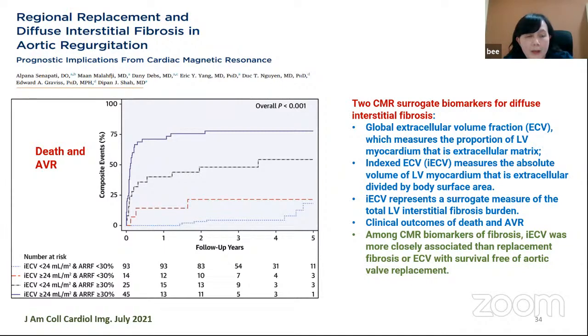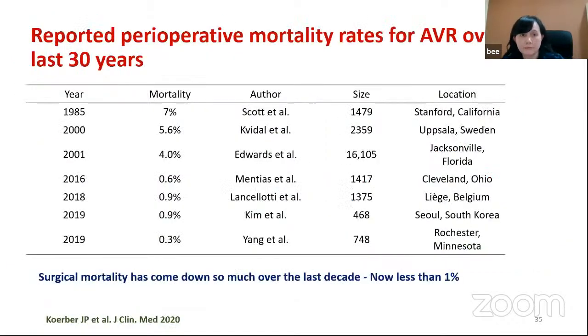In this paper, they found that an index extracellular volume of greater than 24 mL per meter squared and an aortic regurgitant fraction of greater than 30% as detected on MRI was associated with the highest event rate of a composite endpoint of death and aortic valve replacement. So essentially, this paper went on to say that the index extracellular volume can predict the need for aortic valve surgery.